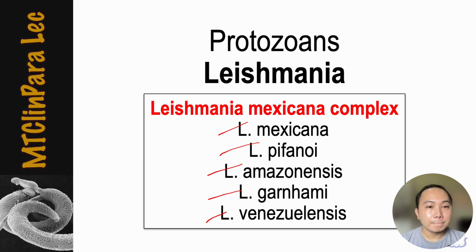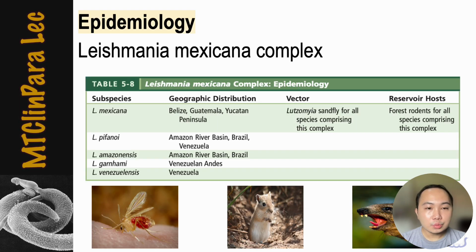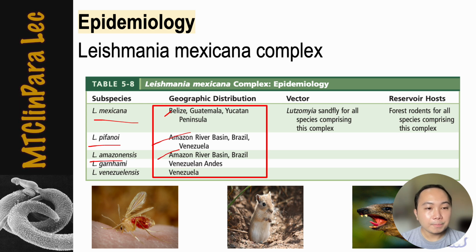Venezuelensis. Okay? So when it comes to epidemiology, your Leishmania mexicana complex is associated with the New World. So this is in the South and Central Americas. For L. mexicana, kindly take note of all the countries that are associated with this particular parasite. L. amazonensis is more common in the Amazon River, especially in Brazil. Garnhami and Venezuelensis for Venezuela.